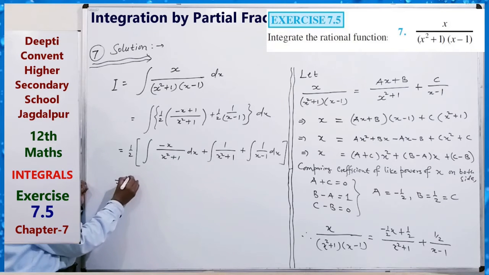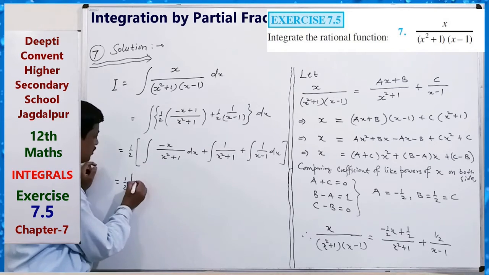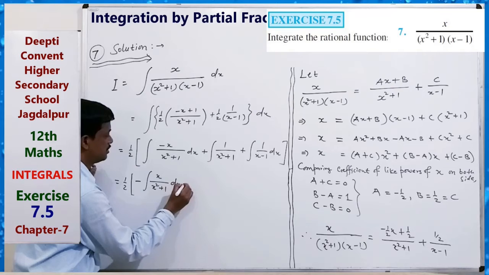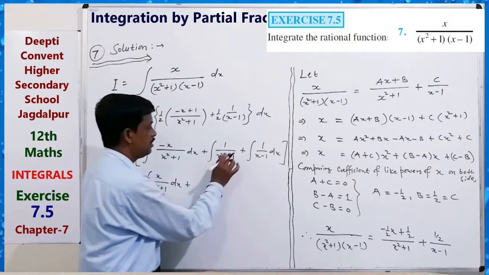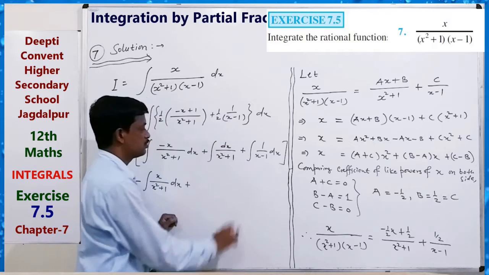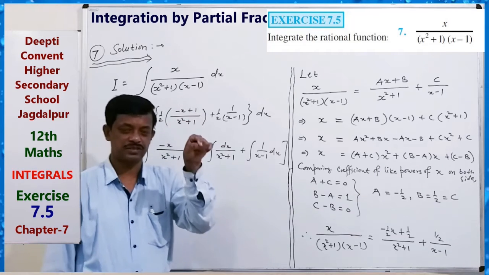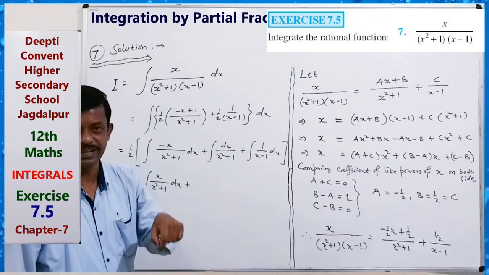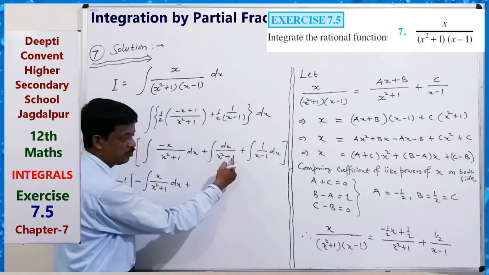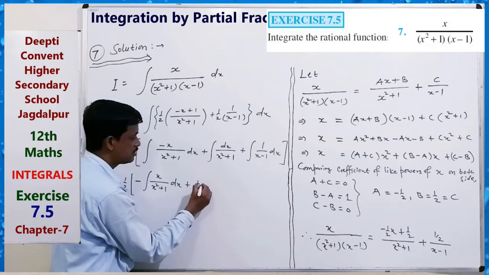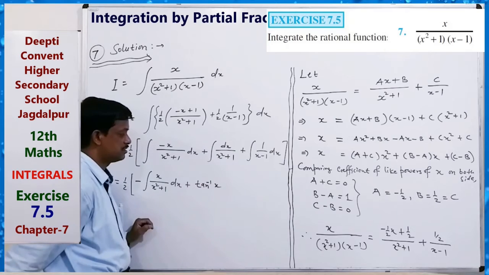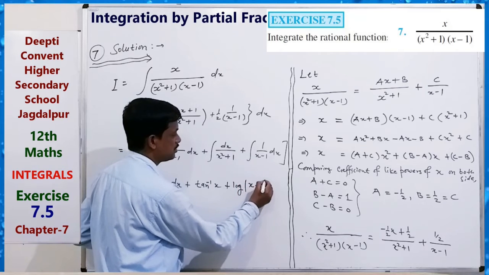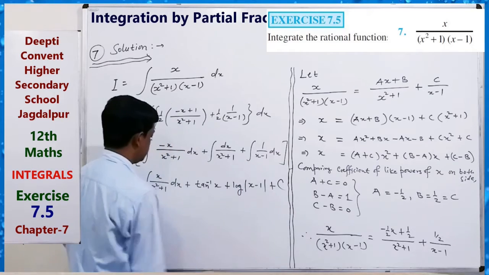Now we can solve. How? First part, minus common, x upon x square plus 1 dx. We know the direct methods: integral of 1 upon x plus 1 dx, and 1 upon x square plus a square dx is 1 by a tan inverse x by a. So here a is 1, so 1 by 1 tan inverse x, plus log of mod x minus 1 plus constant.